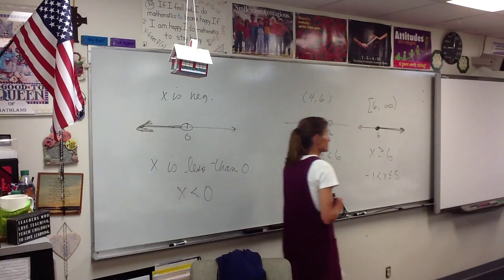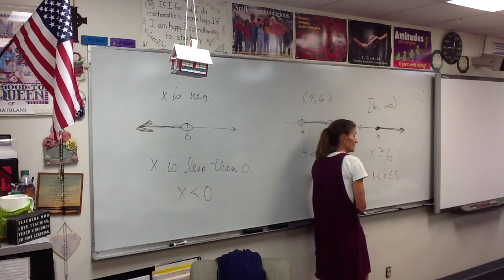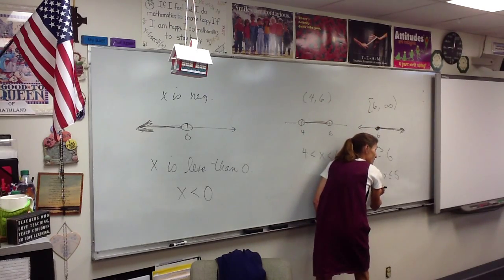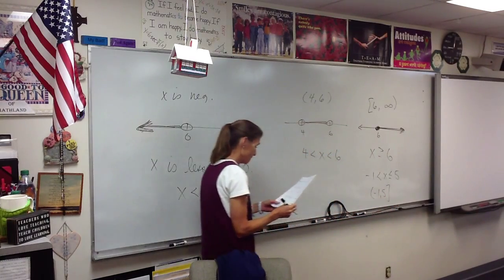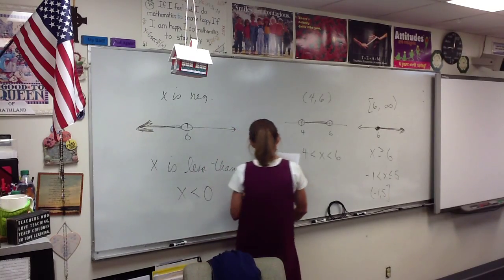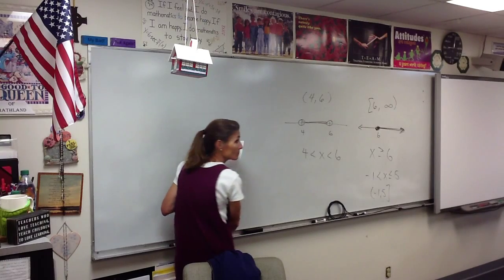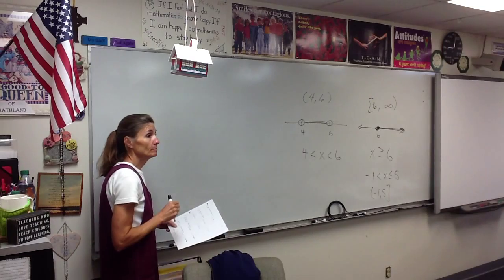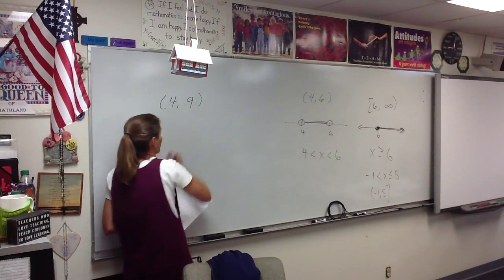Just for practice, if we wrote that as an interval, using this kind of notation, we would have a parentheses at -1, bracket at 5. Very, very good. Now that's exactly what we're doing in part 4. So what would that look like in 4A? Parentheses 4, 9 in parentheses. Perfect.